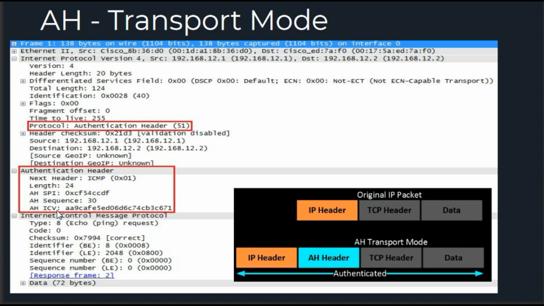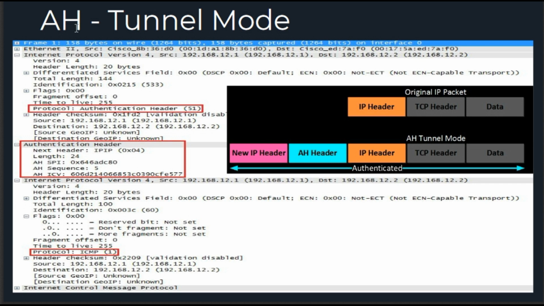So let's continue with tunnel mode, authentication header in Wireshark. You can see the new IP header, then the AH header, and finally the original IP packet.